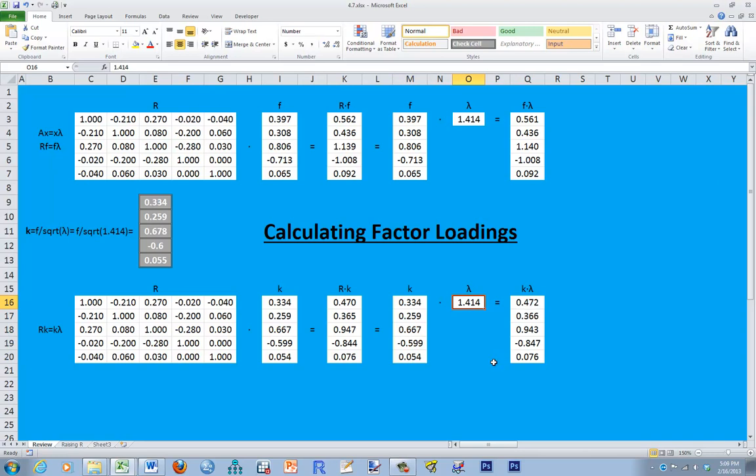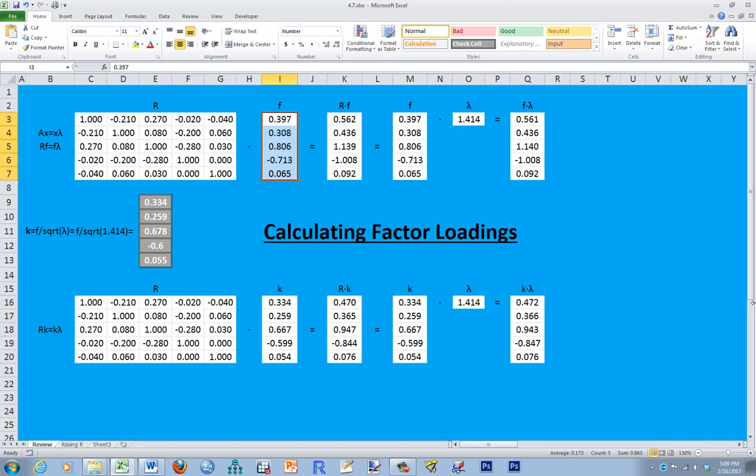Now let's get into the deep and dirty stuff of it. How is the eigenvector actually obtained from the correlation matrix? Like I said before, this eigenvector was the factor loadings that we had on table, I believe it was table 4.3 in the text.